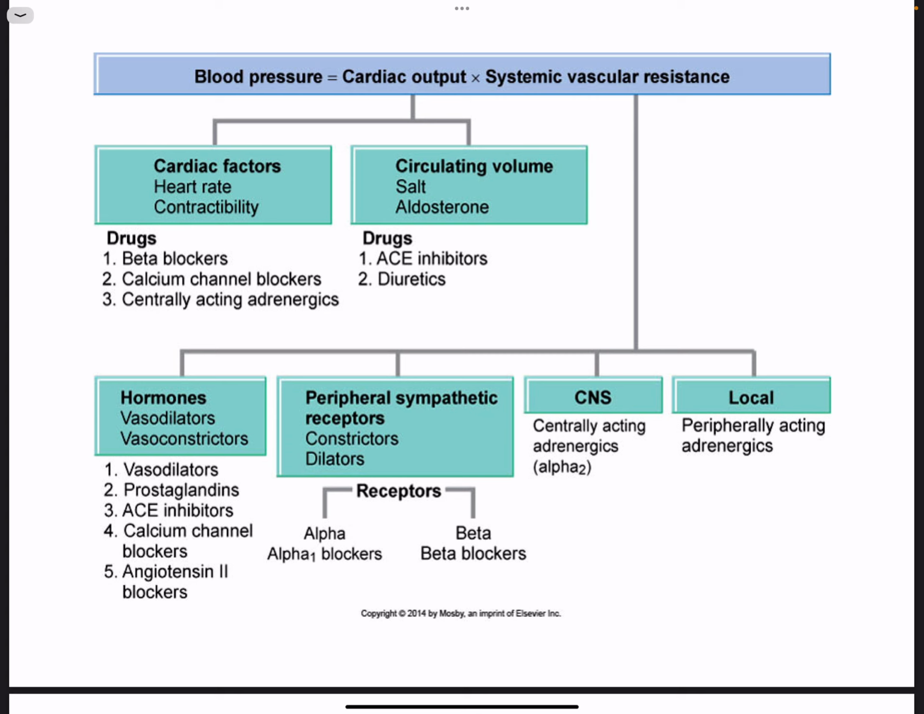So what will they do? Beta blockers, they will block what? When we block the beta receptors, for example in the heart, we say there is blockade of beta 1 receptors. So what is blocked?